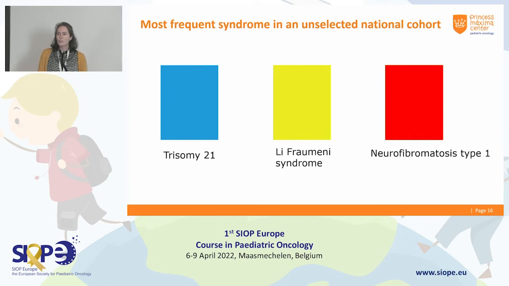And I would like to ask you, what do you think was the most frequent syndrome? Because what is unique about our study is that we have this national center, and that this is all cancers in one country, so no biases in the population. So what do you think is most frequent? Yeah, I see quite some different, many red, neurofibromatosis, a little bit of blue, and quite some yellow, Li-Fraumeni syndrome. Maybe you're all right.